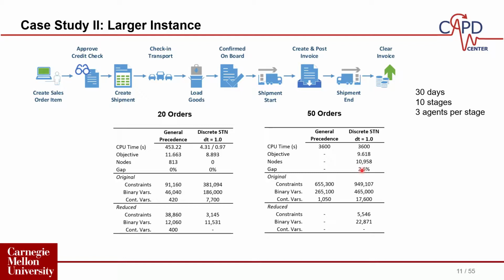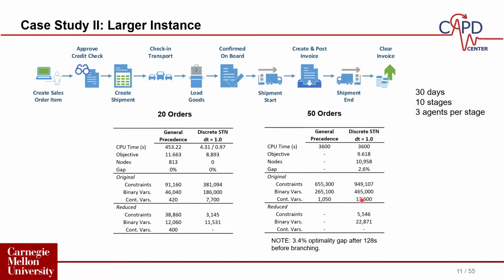A very interesting thing here is if you look at the original model size, you have the constraints and the binary variables, continuous variables. After the pre-solve that is performed with the commercial solvers, the size of the model is reduced significantly. So from about 1 million constraints, it goes down to 5,000 constraints, and 500,000 binary variables go down to about 20,000 binaries. So the commercial solvers do a great job reducing these sizes.